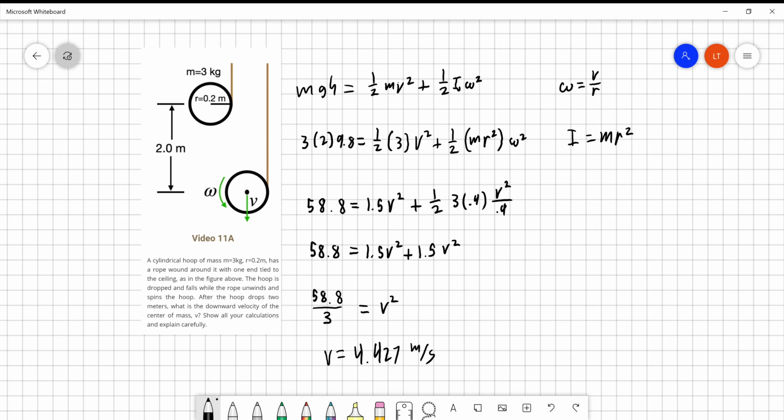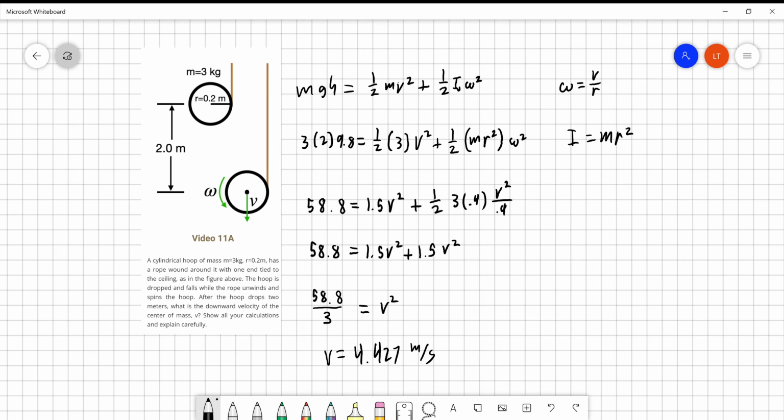And if we keep going, 58.8 is equal to 1.5 v squared, it's 3 over 2, plus 1/2 m, which is 3, times r squared, which is 0.4, over v squared over r squared, which is 0.4. And the 0.4s happen to cancel out, and we're left with 58.8 is equal to 1.5 v squared plus 1.5 v squared. If we take the v squared out of the equation and make it its own thing, we can add the 1.5 plus 1.5, which turns into a 3.